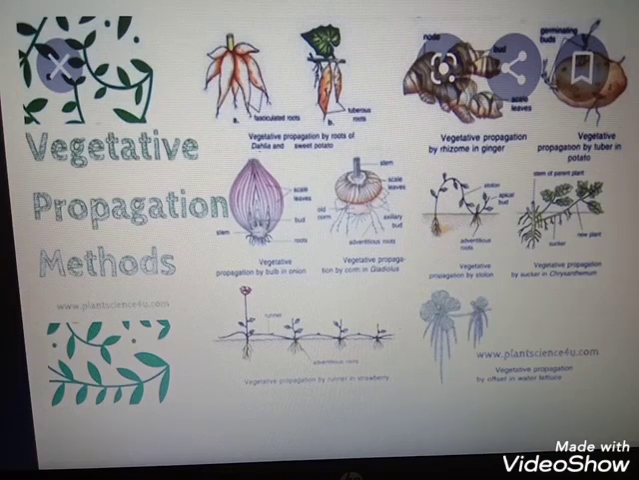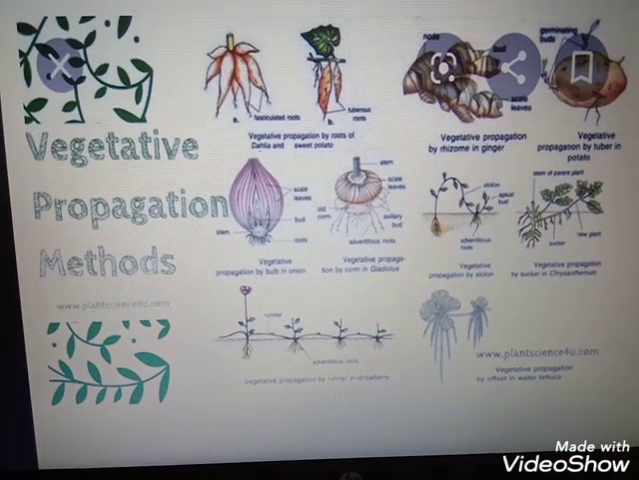Okay, the term vegetative reproduction is generally used in the case of plants. The various vegetative reproductive methods are rhizome, tuber, bulb, runner, offset, sucker, bulbils, leaf buds.